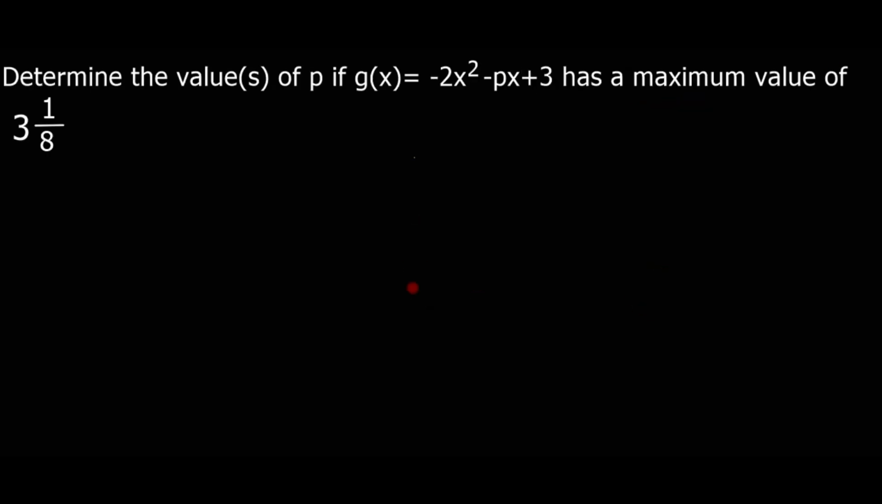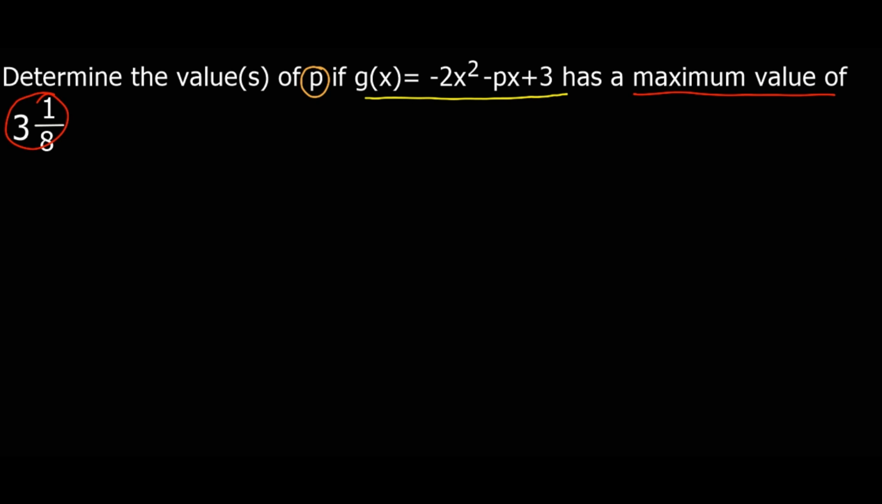Let's see this one. Determine the value or the values of p if f of x equals negative 2x squared minus px plus 3 has the maximum value of this number.